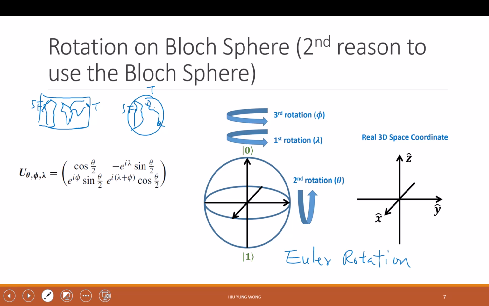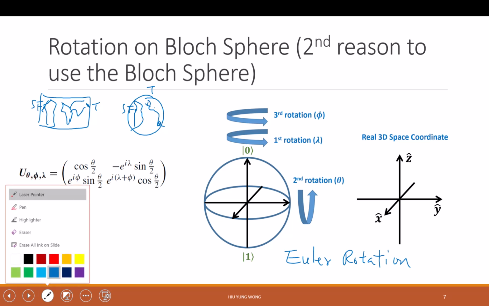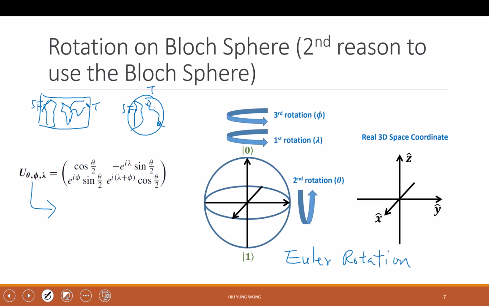Yeah, I understand the rotation, but what's the meaning of the U? So U is a general quantum gate, a unitary gate.